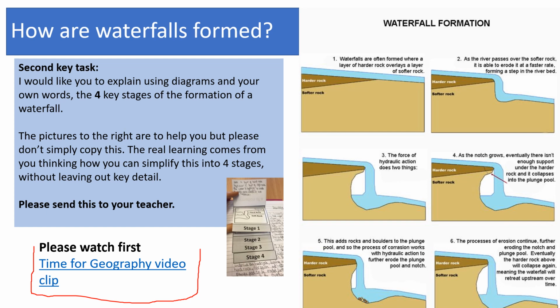What I want you to do now is this second key task, and the last task for today. I would like you to explain using diagrams in your own words the 4 key stages of formation of a waterfall. So there's 6 stages to the right there. I want you to try and summarize this in 4 stages, with explanations next to each one.